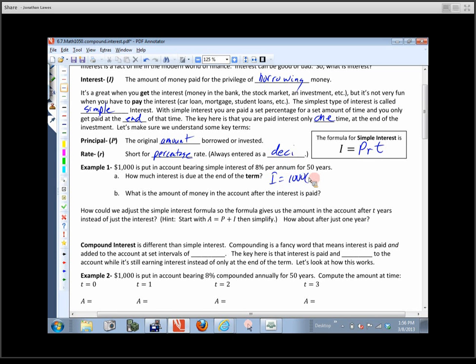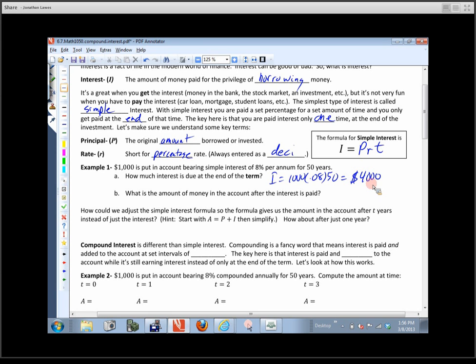$1,000. What's the interest rate? So we put in 0.08. And what's the time? 50. Okay? So principal, rate, and time, we just multiply those together. So if you multiply those out, what do you get? You get 4,000.